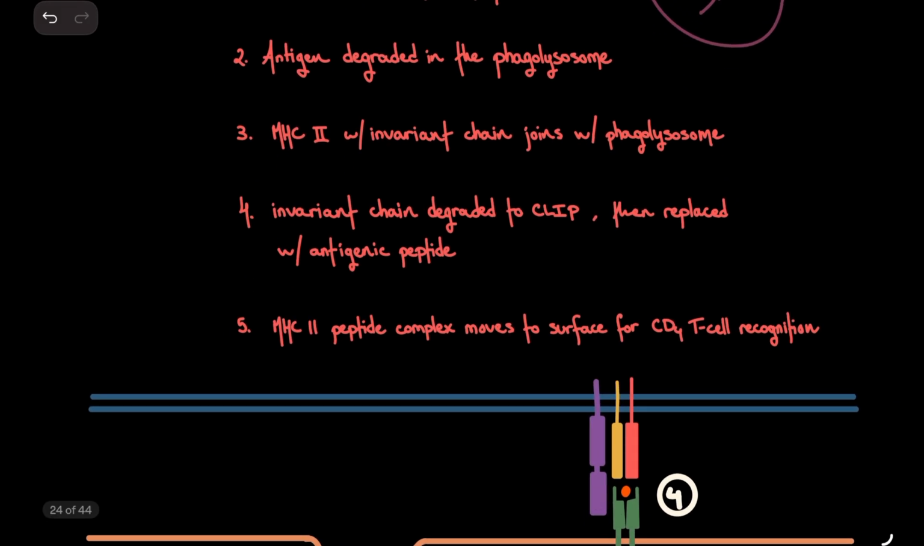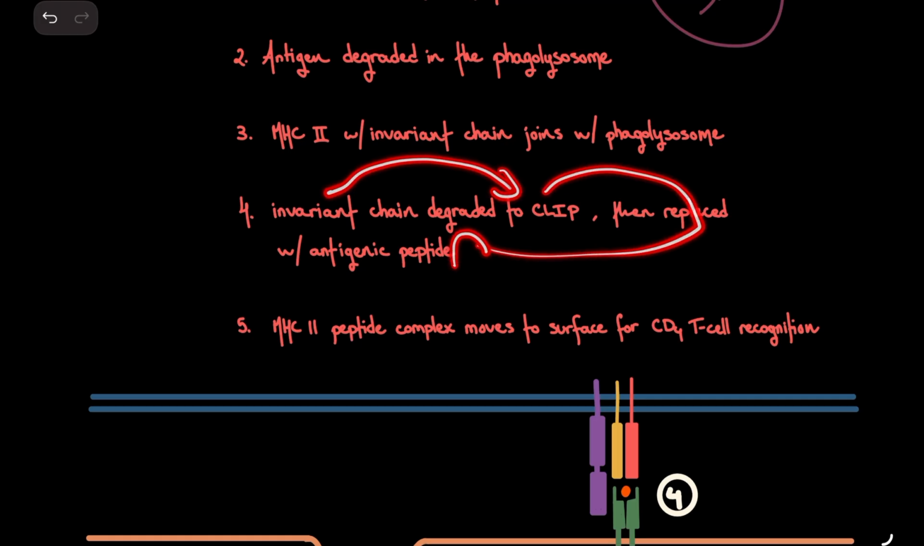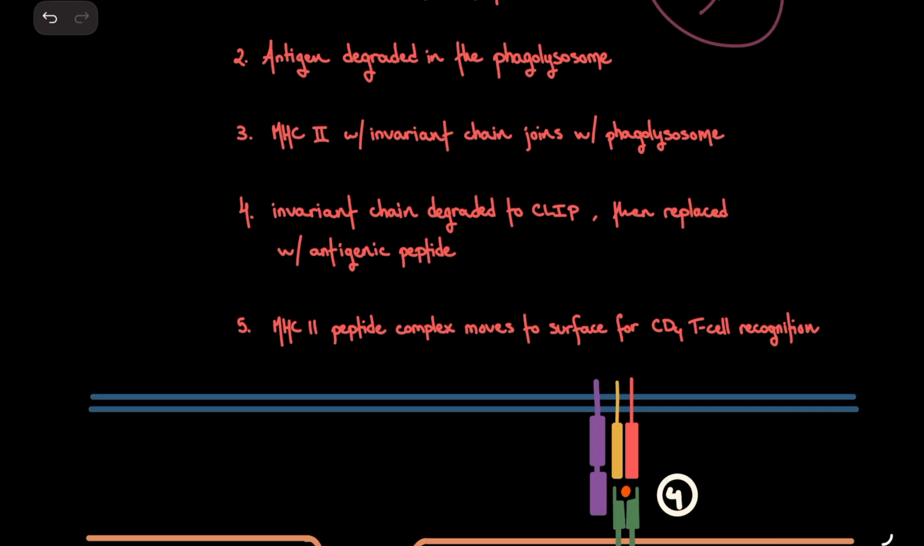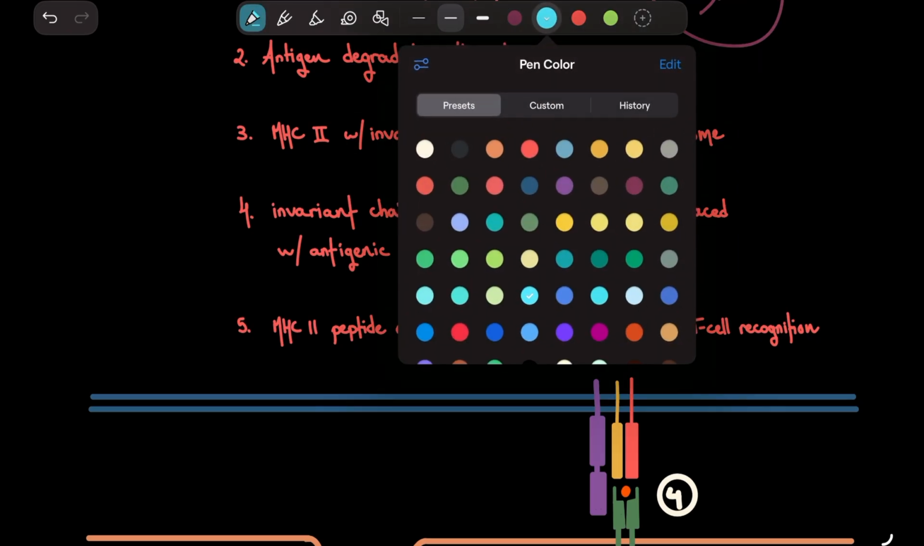Once it's time to load, that invariant chain gets chopped and becomes CLIP. So that's just like the butt end of the invariant chain. And then it's replaced with the antigenic peptide. So 1, 2, 1, 2, 3. The MHC2 peptide complex then moves to the surface, and we're MHC2, so this is CD4 T cell recognition.